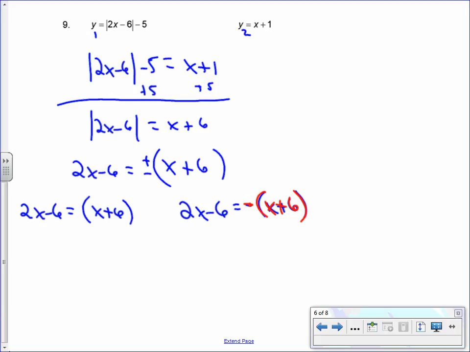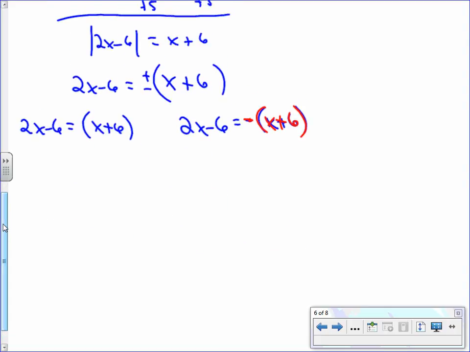Now, these 2 problems are pretty simple. This problem is not hard, it's just got a lot of steps to it. That's the only thing that makes it feel a little more complicated. But at this point, we now have 2 easy problems to work. 2x minus 6 equals x plus 6. We do a little bit of work. You can take your time and do that. And I get x equals 12 on the first one.